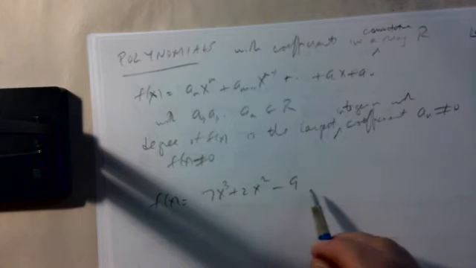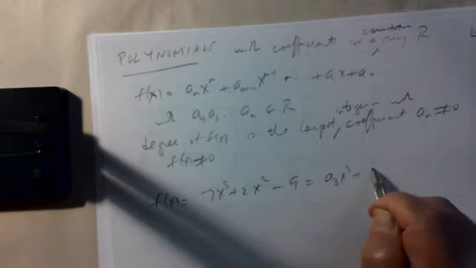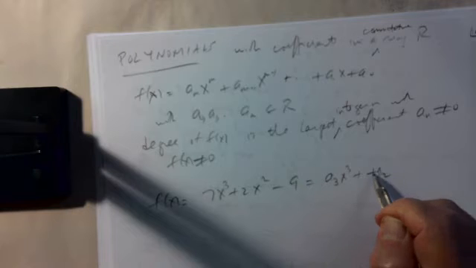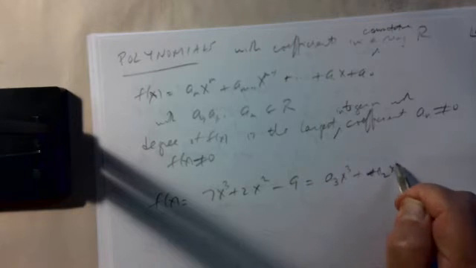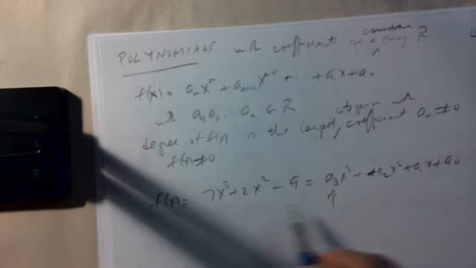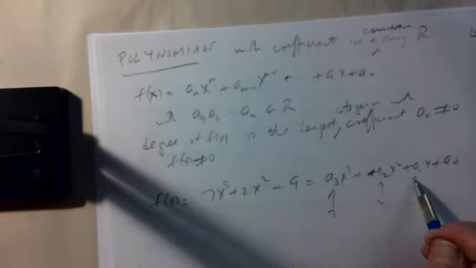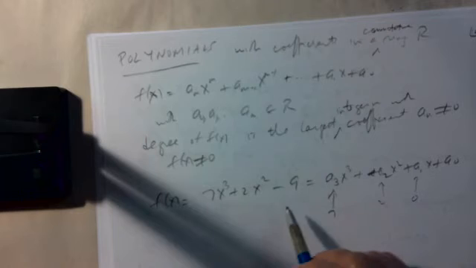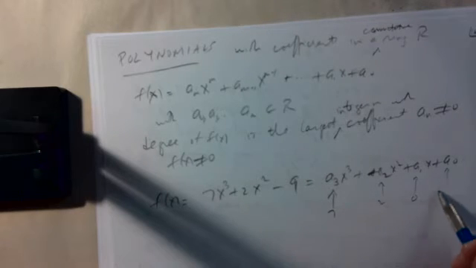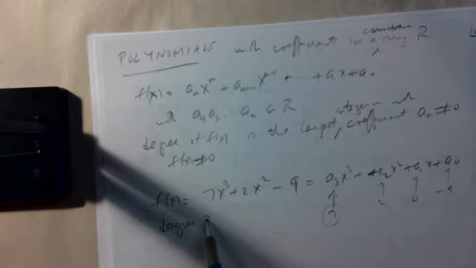So in this polynomial, this is like a3 x cubed plus a2 x squared plus a1 x plus a0. A3 is 7. A2 is 2. A1 is 0. A0 is minus 9. So the largest non-zero coefficient is A3. So this has degree 3.